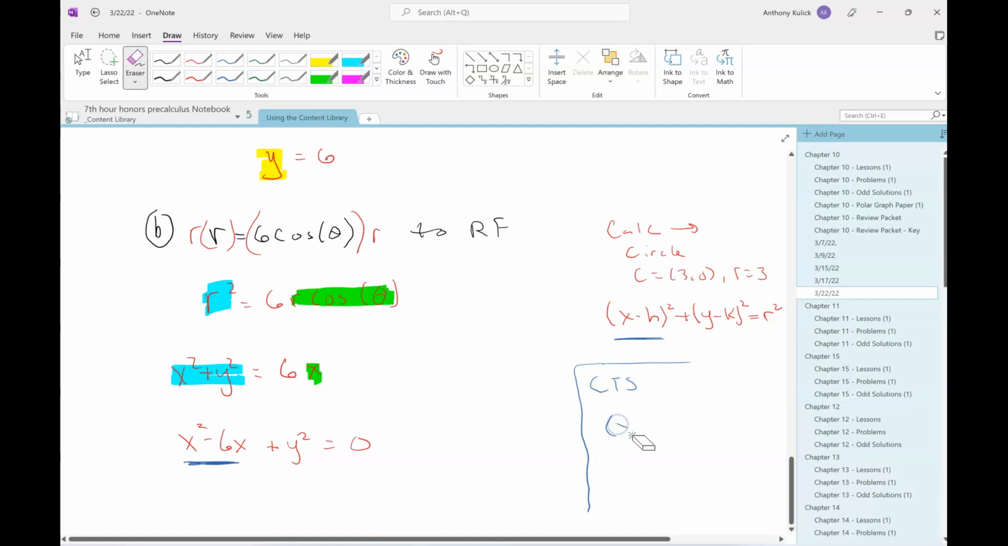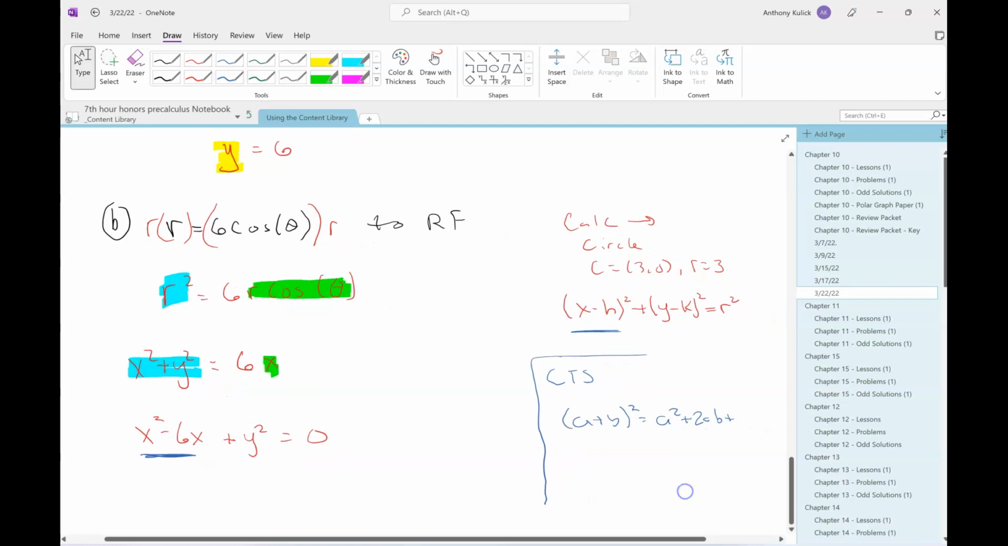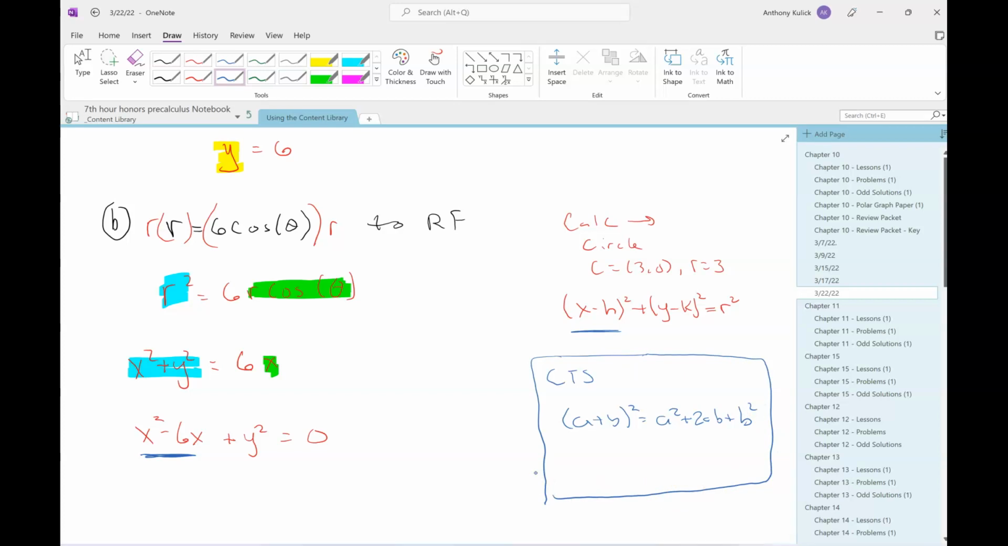The idea behind completing the square is we're going to take advantage of the perfect square factoring pattern. So we know that (a plus b) squared is equal to a squared plus 2ab plus b squared. Everybody's okay with that? So if we look at x squared minus 6x, we're going to try to make that into a squared plus 2ab plus b squared so we can factor it easily.